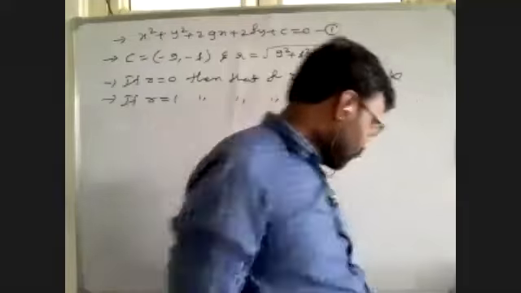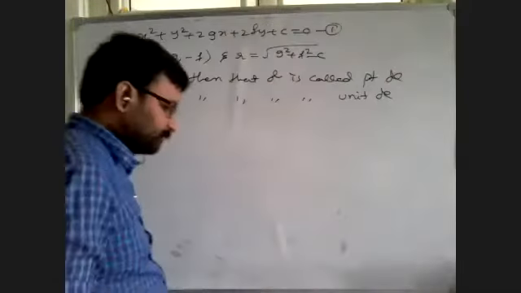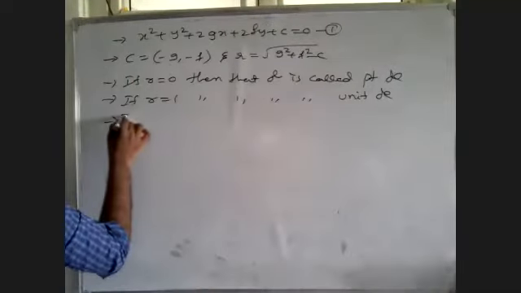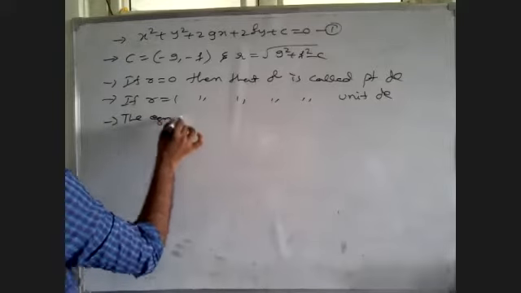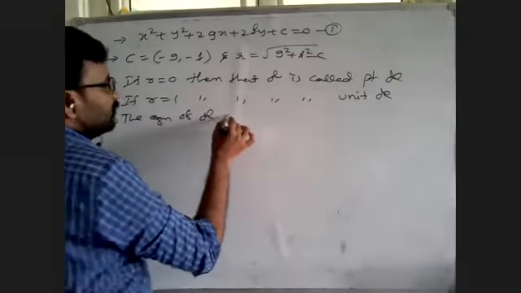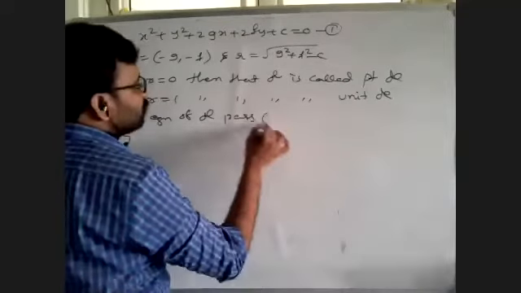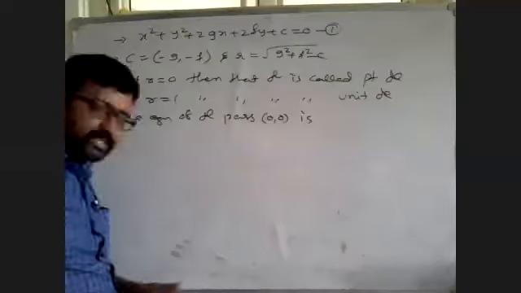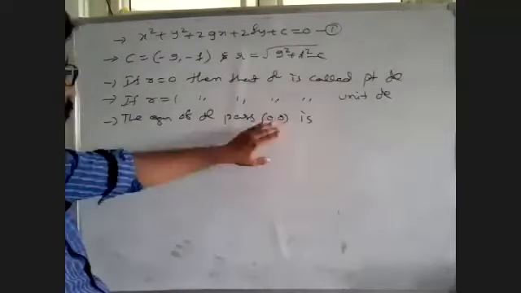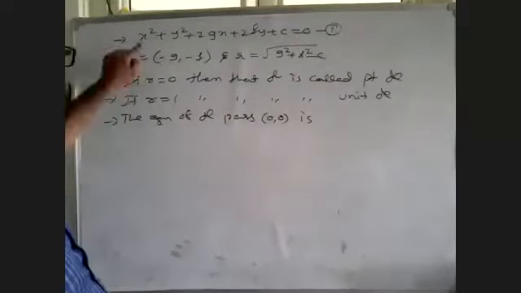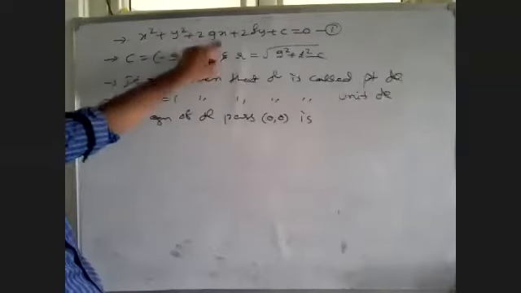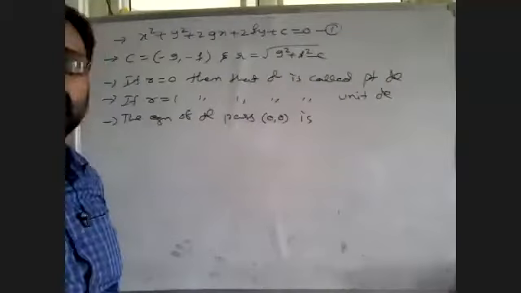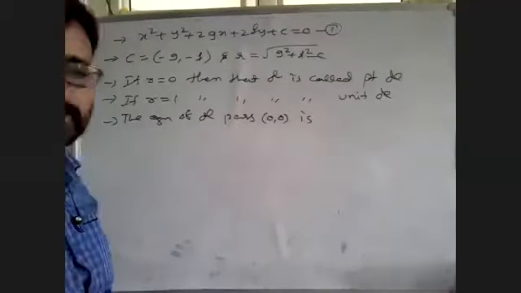And the circle which is passing through 0 comma 0, the equation of the circle passing through 0 comma 0 is, suppose if you substitute 0 comma 0 in this equation, 0 square 0, 0 square 0, 0 into something is 0, but something is remaining, that is c. So this circle is not passing through 0 comma 0.